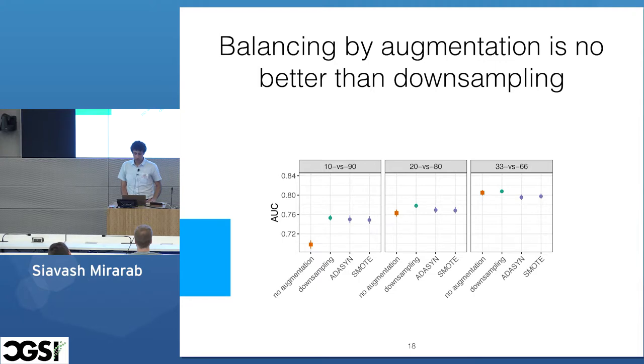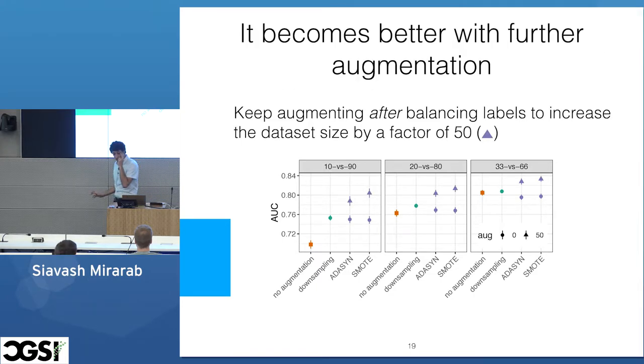So that wasn't very reassuring. But we also did one more thing, which was a little bit better. If you have an upsampling algorithm, there is no reason to stop when the two classes have the same size. You know, you can keep adding new samples. So we did that until the training set became 50 times bigger than what we started with.